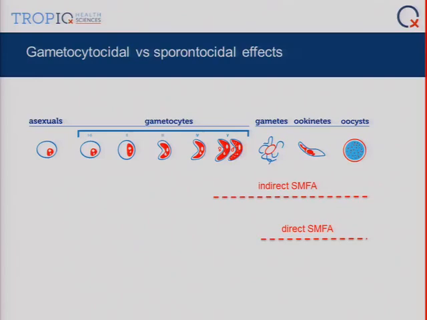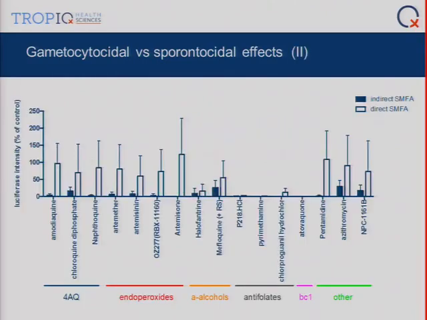So we tested compounds that were active in this particular mode of the assay also in the direct SMFA, where we add the compound at the moment of blood feeding, and that would reveal any activity that is downstream of the gametocyte. And here you see luciferase intensities normalized to the controls, and the open bars are the activities in the direct mode and the solid bars in the indirect mode.